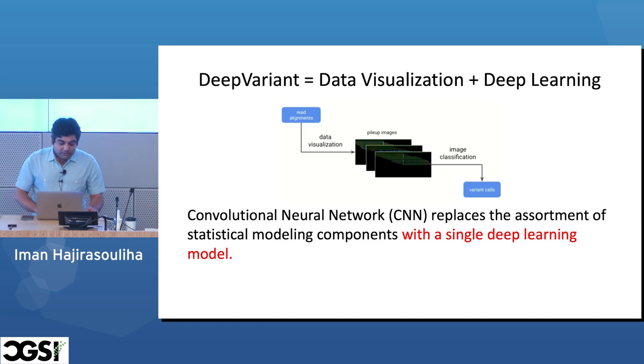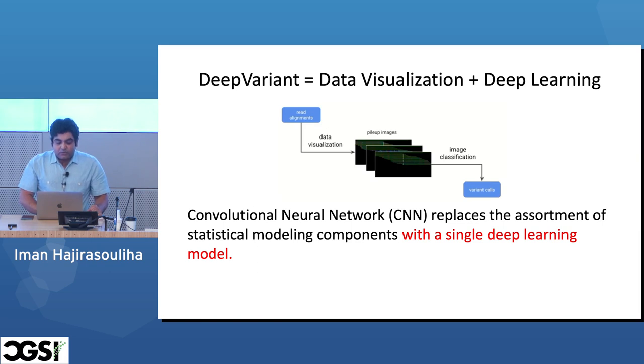So you start with read alignments. You can actually visualize reads. Basically every single read, you can see it in, for example, an IGV view, or you can create these images. They call them pileup images. Around a potential variant, these are only single base pair variants, you can see all the reads that align to that region.